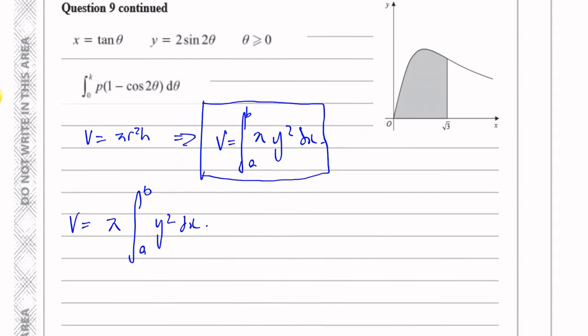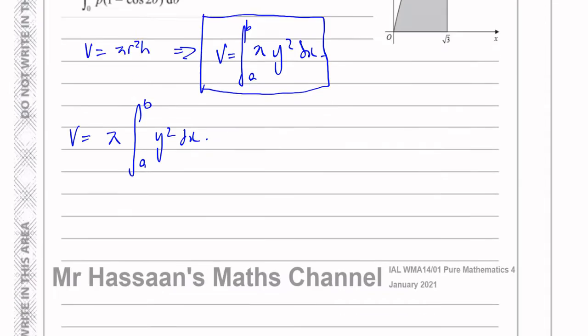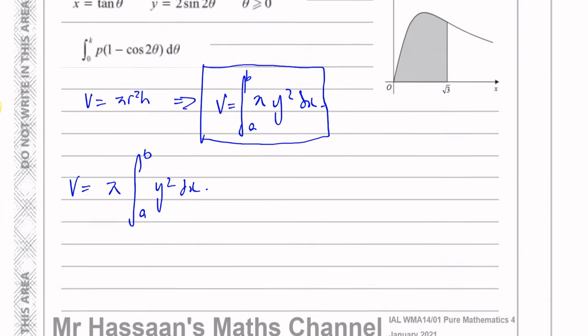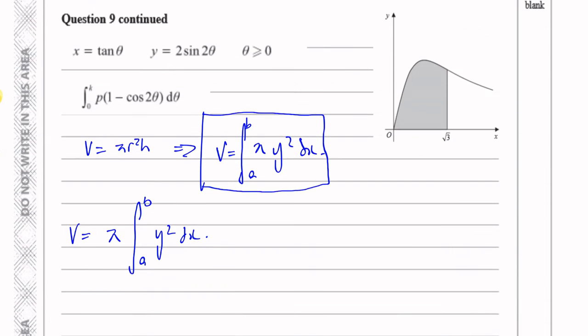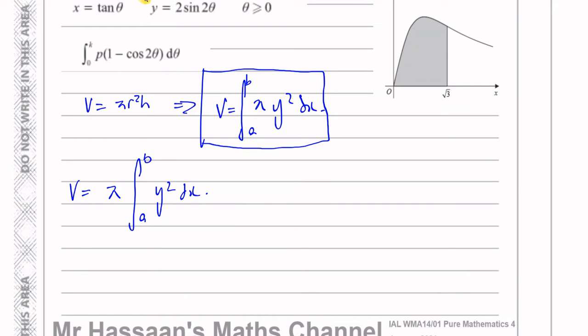Okay, so what I'm going to do here is show you how we're going to deal with this. I've got all the information here that I need. So I'm going to say this is the same thing as saying pi times the integral between theta 1 and theta 2 of y squared dx d theta d theta.